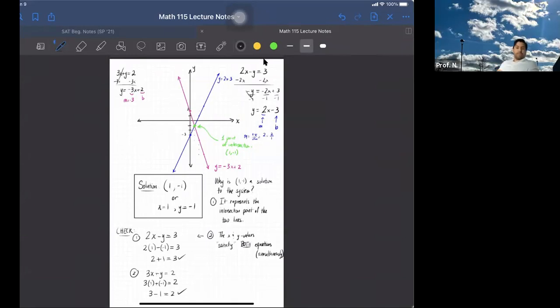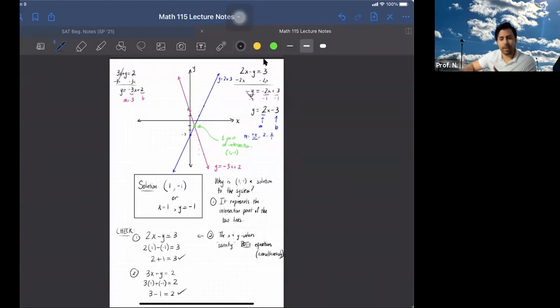Thank you, Emil. It's exactly what I am saying. The checking is answering the question, why is (1, -1) a solution to the system? One reason for why it is a solution to the system is because it is the point of intersection between the two lines.